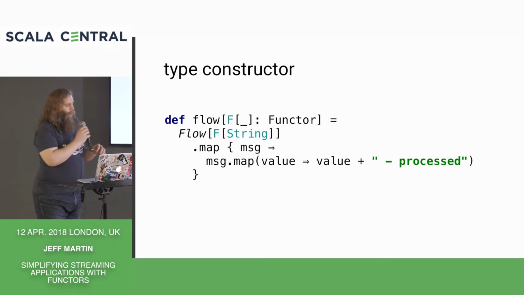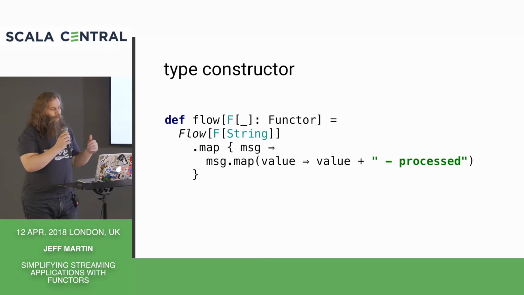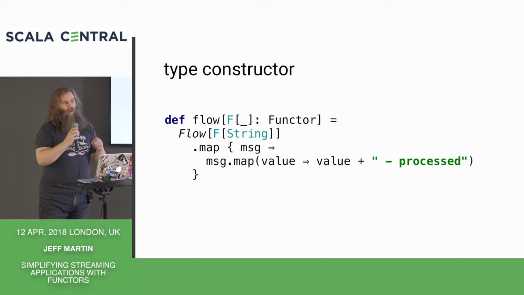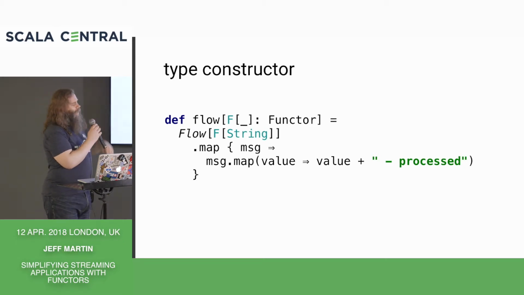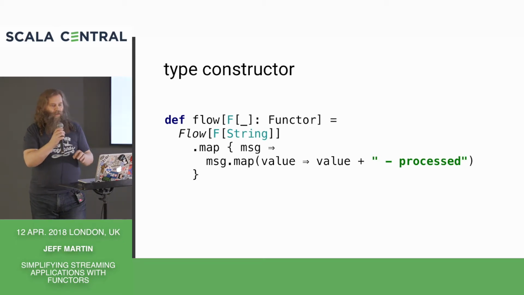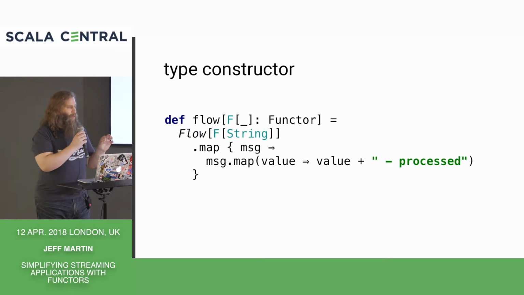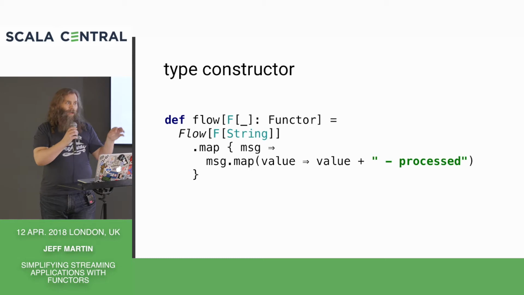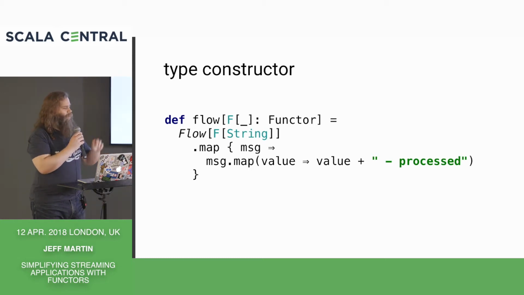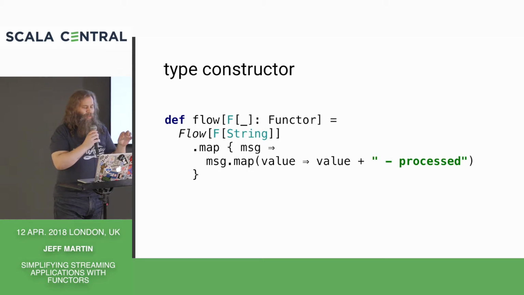So the final part of this is to use a type constructor. So now we're no longer talking about our concrete message object. What we have is an abstract type F. So we have F, and we're saying that it is required that it is a functor. So the compiler needs to be able to find a type or an implementation of a functor on the companion object in order to be able to use this.